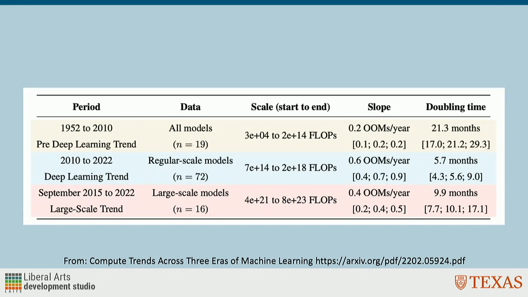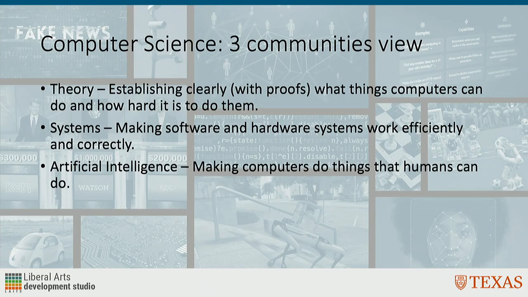The other thing that's interesting about this is the doubling time. How long does it take to double the amount of flops it takes to train one of these models? Well, during the deep learning era, it was 6 months. It may have tapered off a little bit since then, down to 10 months, but somewhere between every 6 and every 10 months, the amount of compute needed to continue scaling these doubles. Now, that's kind of scary.